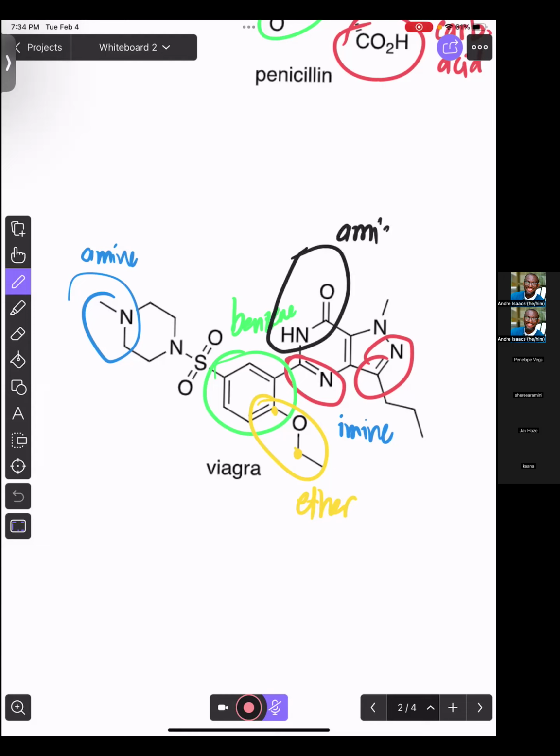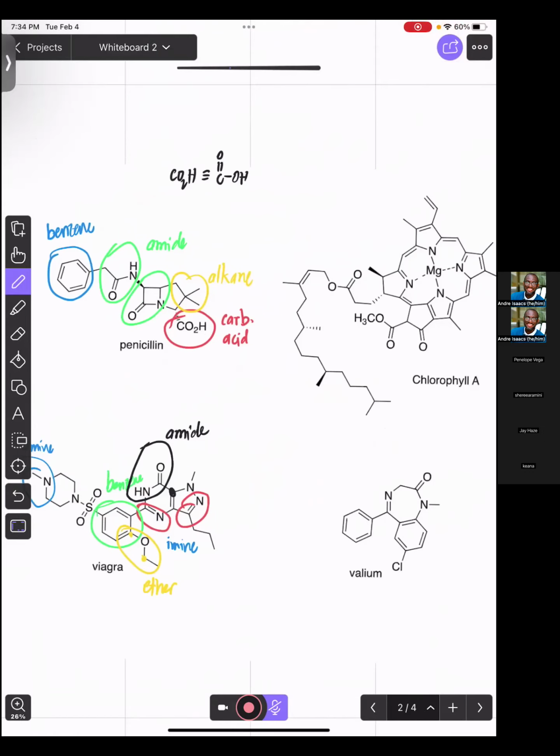That's an amide, right? So we have a nitrogen with a C double bond O with a nitrogen on one side, and it also has a carbon on the other side, okay? So it is like playing I Spy. It really is. That's kind of a good way of thinking about it. All right, I'm not done with y'all yet.